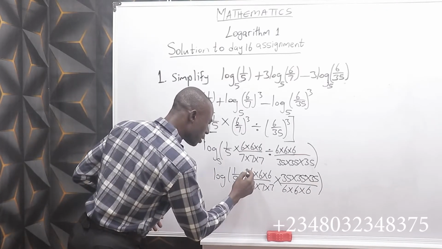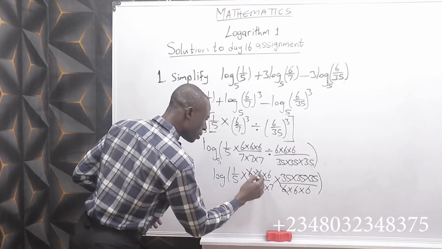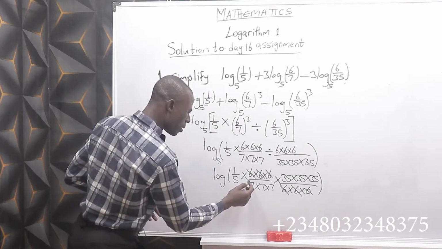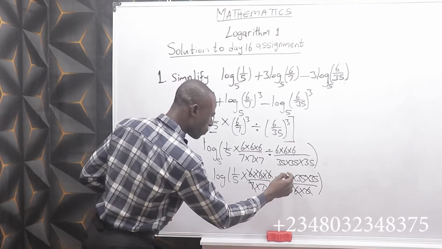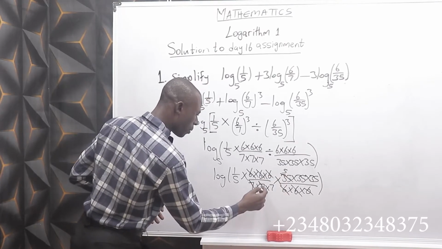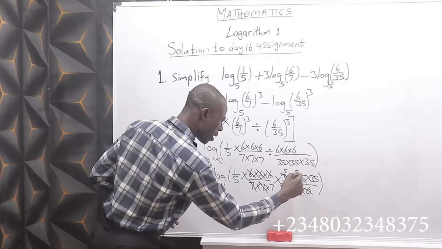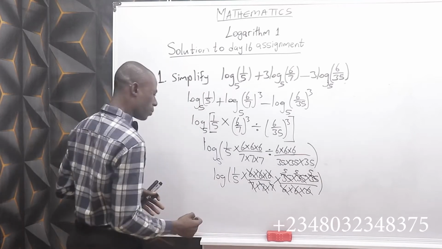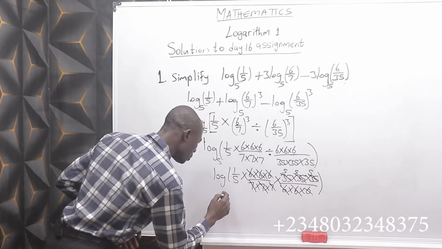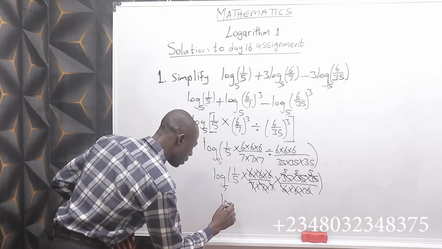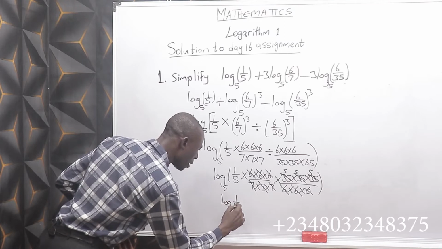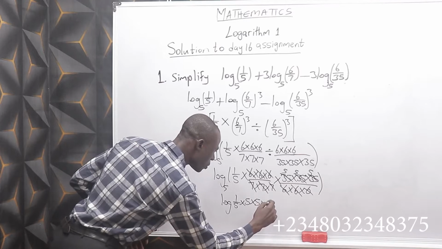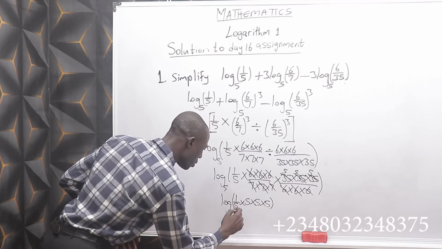So look at it. 6, we take out of 6. This 6 takes out of this 6. This 6 takes out of this 6. 7 in 35 is 5. Another 7 in this 35 is 5. Another 7 in this 35 is 5. So we have log 1 over 5 times 5 times 5 times 5 base 5.